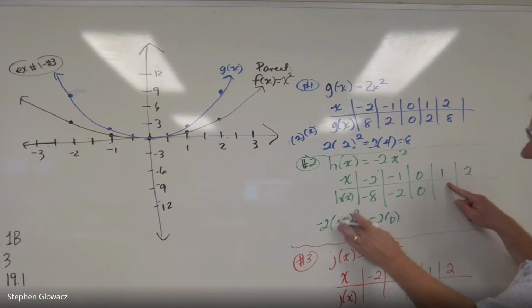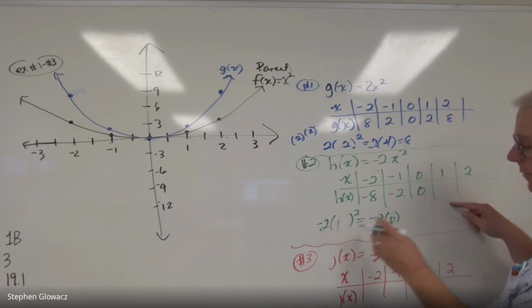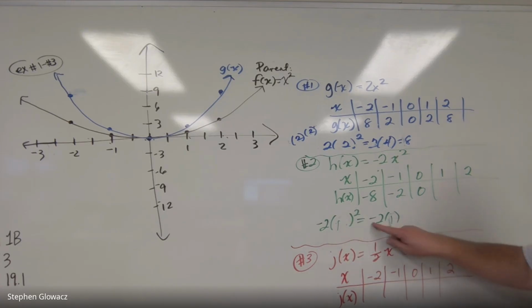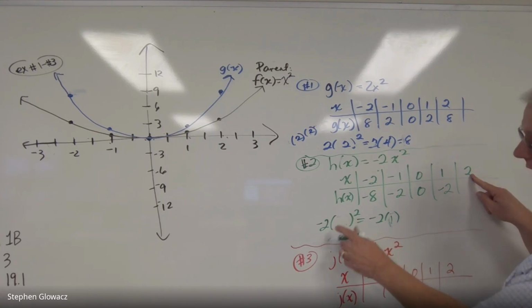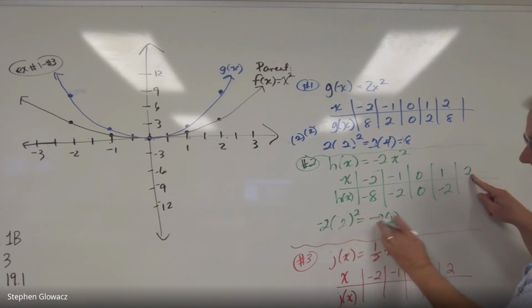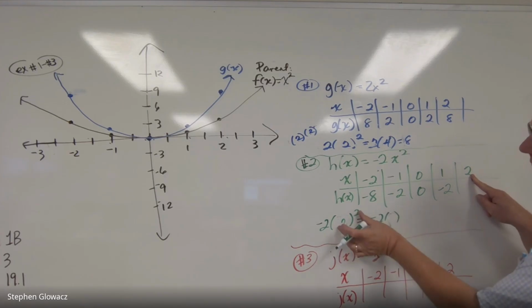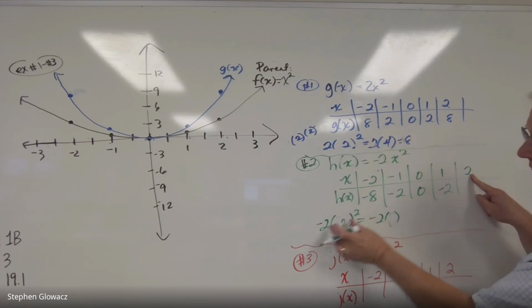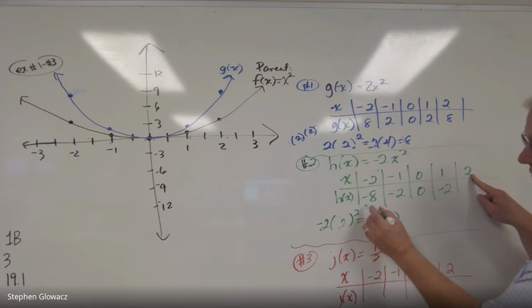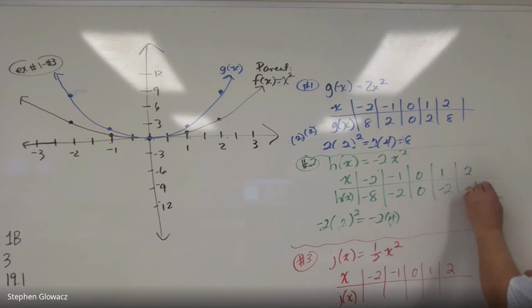Next, we have positive 1. 1 squared means 1 times 1, which is 1, and negative 2 times 1 is negative 2. Finally, we have positive 2. 2 squared, 2 times 2 is 4. Notice in every single case, we're doing that exponent first, then we're multiplying. So 2 times 2 is 4. Negative 2 times 4 is negative 8.